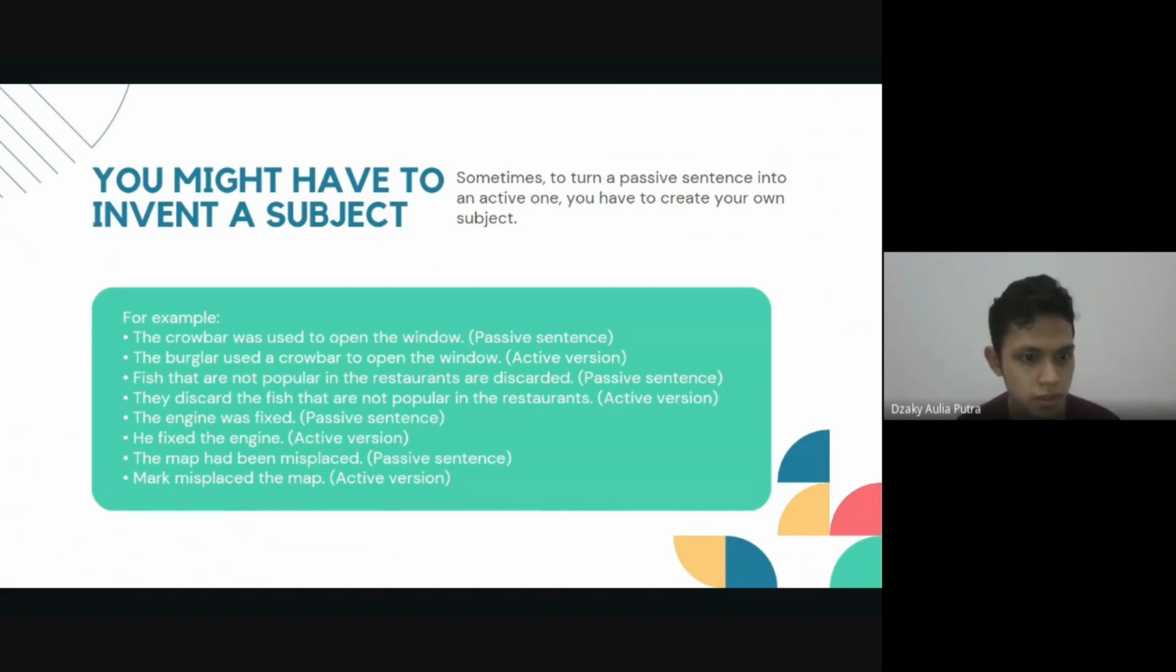Next, fish that are not popular in the restaurants are discarded. And the active version, they discard the fish that are not popular in the restaurant. Next is the engine was fixed, and the active version is he fixed the engine. The next example is the map had been misplaced, and the active version is Mark misplaced the map.